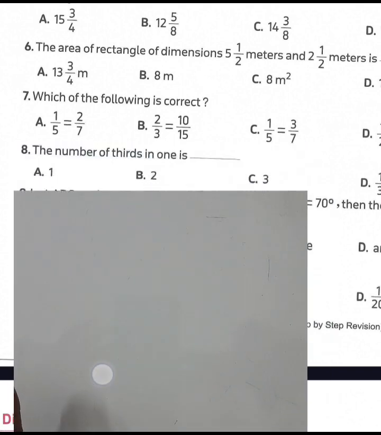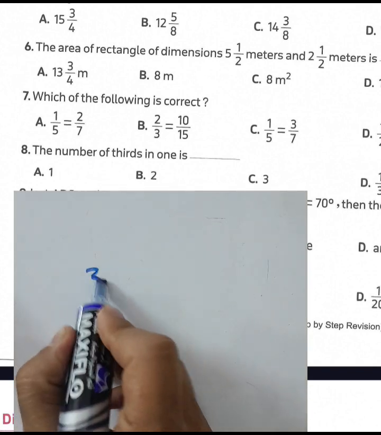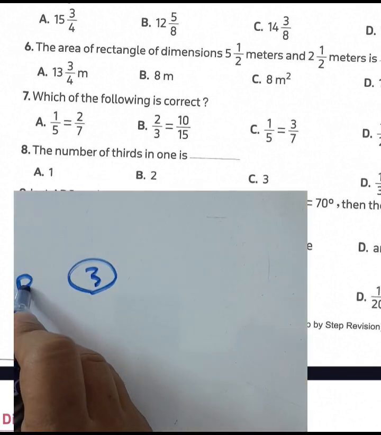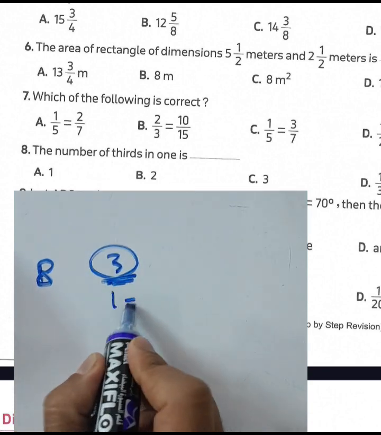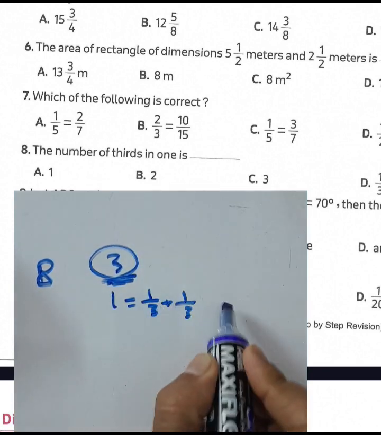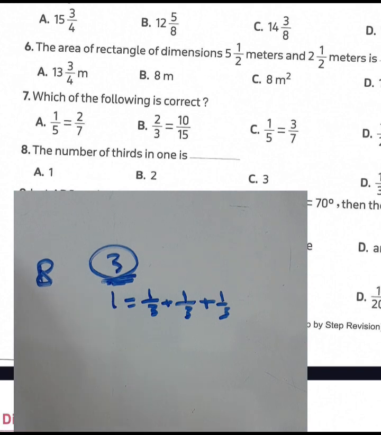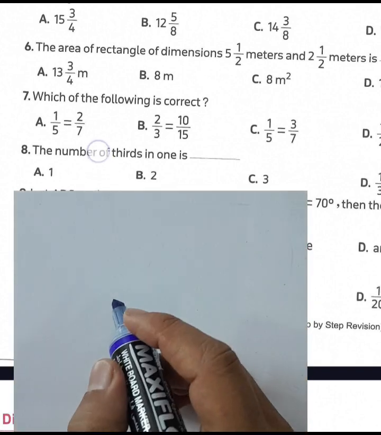Next question. Question number 8. The number of thirds in 1 is 3, because 1 equals a third plus a third plus a third. And the number of thirds in 1 is 3. Choose letter C. Next question.